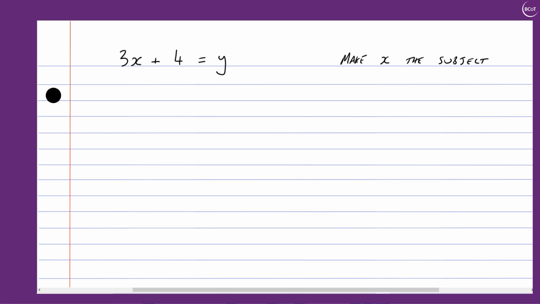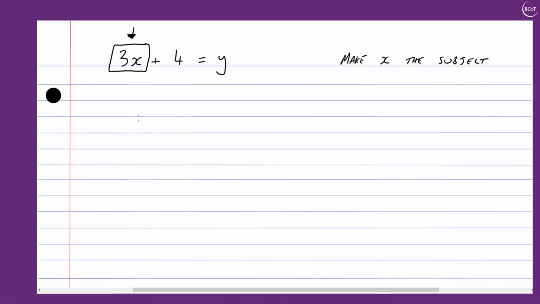So here we have 3 lots of x plus 4 is equal to y. And we're going to make x the subject. So eventually x is going to be on its own. So the first thing we need to do, because we can't just move x to the other side on its own because it's stuck with the 3. It's 3 times x, so it's 3 glued next to the x. So we need to treat this term as a thing in itself that we need to keep as it is for now because it's 3 times x. The 3 is stuck to the x.